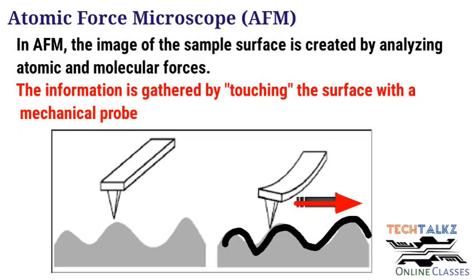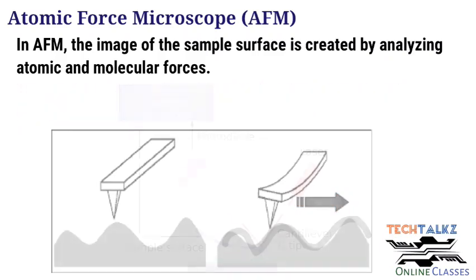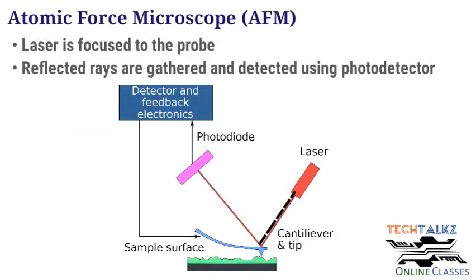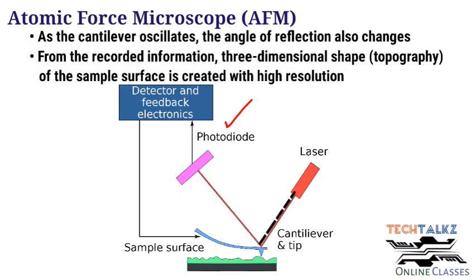And in order to record this fluctuation, we can use a laser and a detector, photodetector. The laser beam will focus to the head of the beam, to the cantilever beam, and the reflected rays are captured by this photodiode or photodetector. As the beam moves up and down, the angle of reflection is going to change. So the oscillations of the beam are recorded and produces the visible profile or the image of the sample surface.